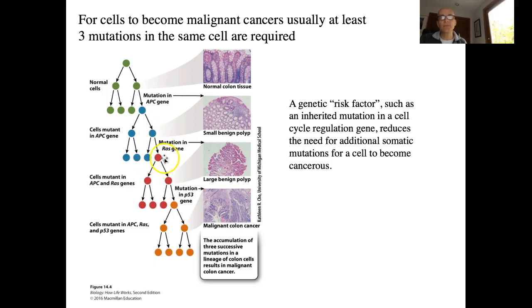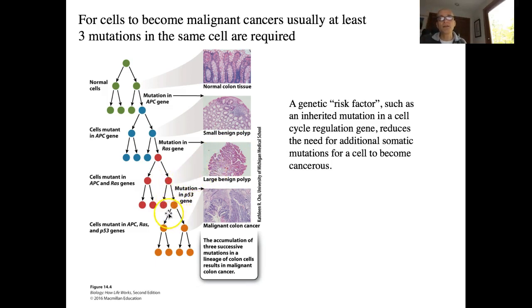So now we have a second mutation in the same cell in which the APC gene was mutated. And let's assume this is a mutation in the RAS gene. That was one of those signaling genes. So now these cells, of course, all give rise to cells through mitosis that have both of the mutations, the APC and the RAS gene mutation. And cells that grow like that now produce larger, still benign polyps. So those are larger cell masses.